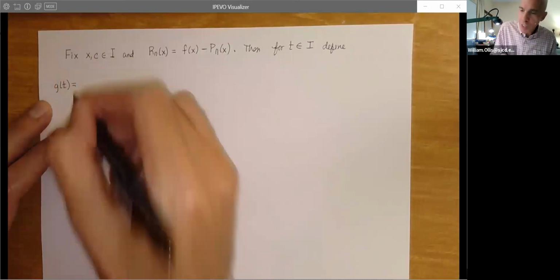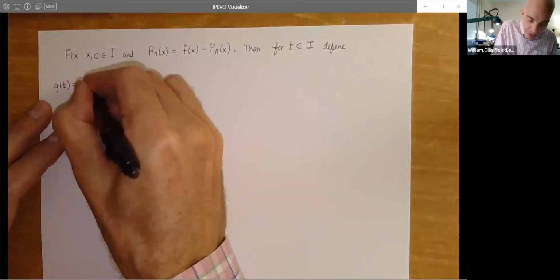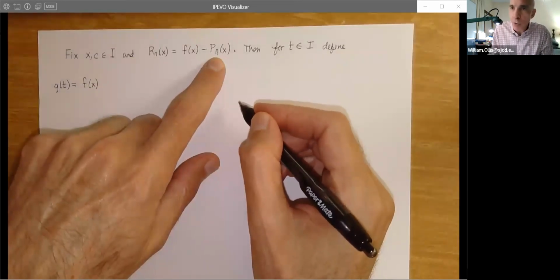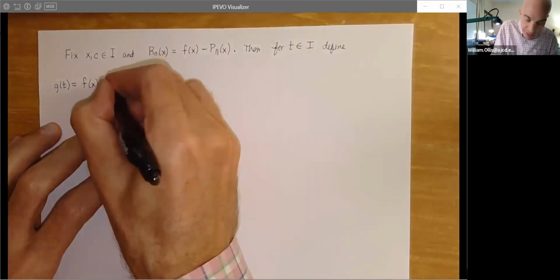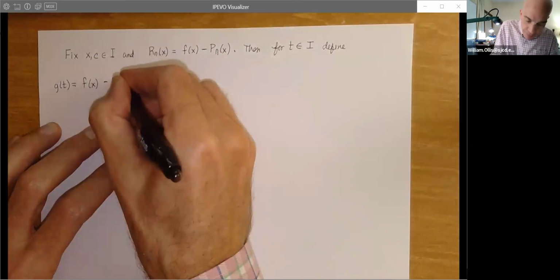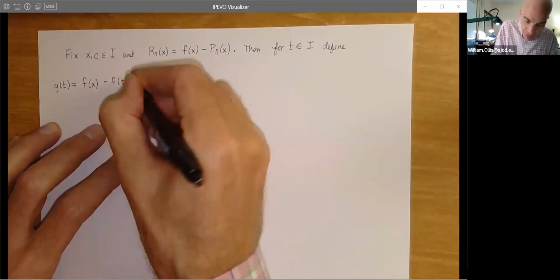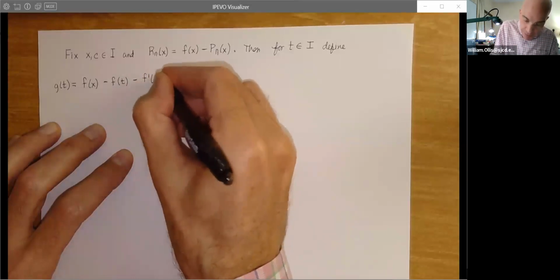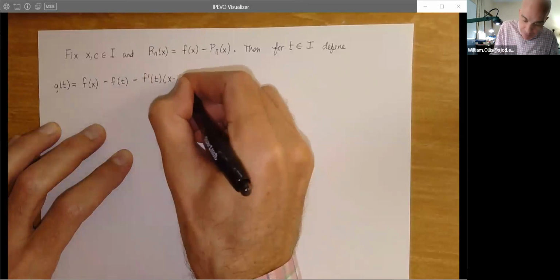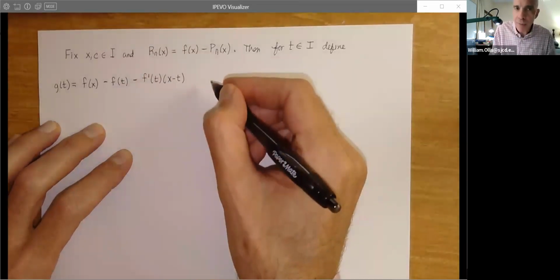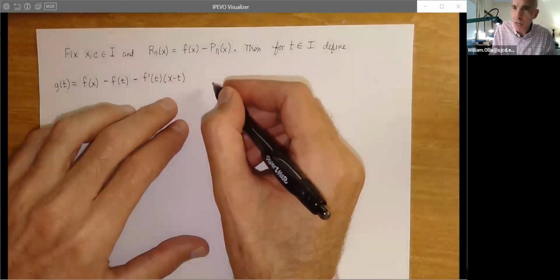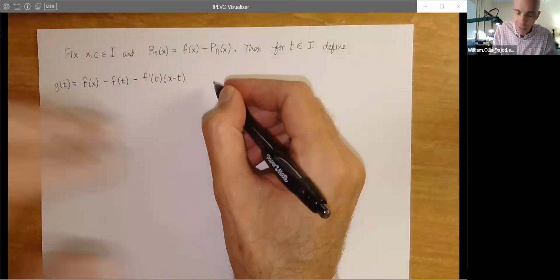So first, and this is interesting, we're going to say f of x, and this is how you think about it. You just subtract the polynomial, but you replace the c with the t. So we have minus f of t minus f prime of t times x minus t. This is ingenious. I mean, this is not a unique function. It's just like proving the mean value theorem. You just have to come up with something that works, and then boom, you make it.